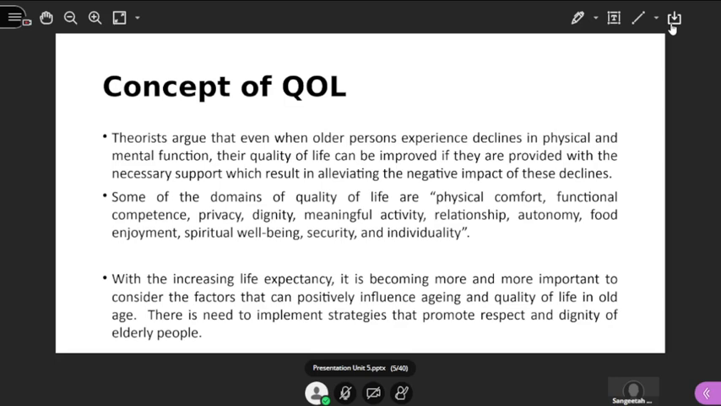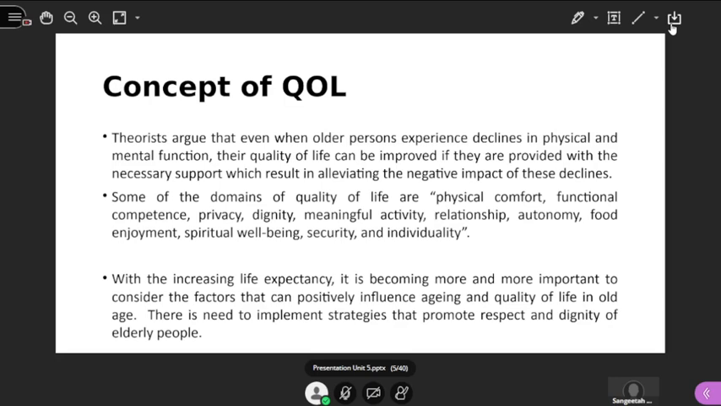So some of the domains of quality of life are physical comfort, functional competence, privacy, dignity, meaningful activity, relationship, autonomy, food enjoyment, spiritual well-being, security, and individuality. So these are the factors of quality of life.